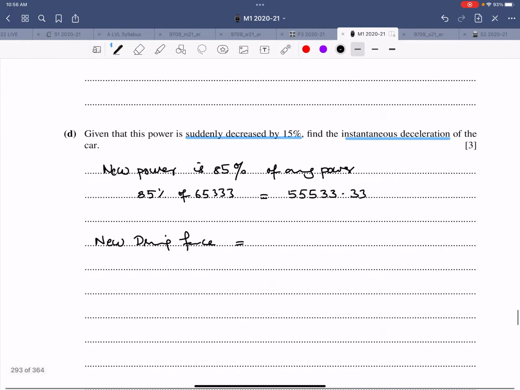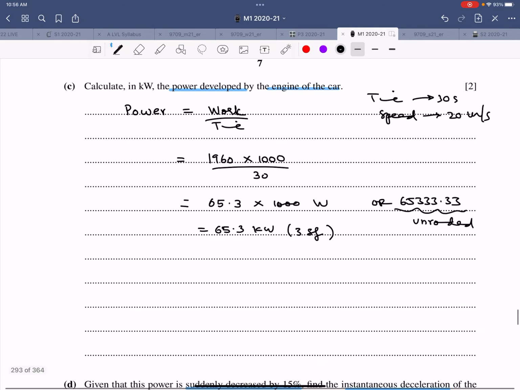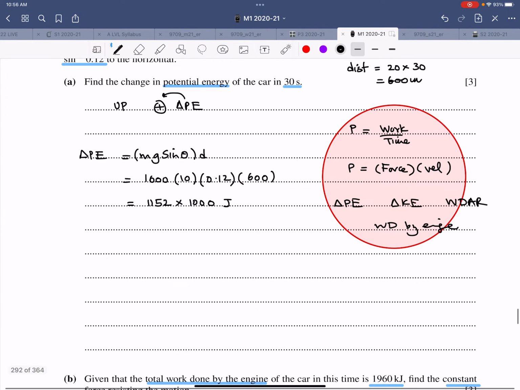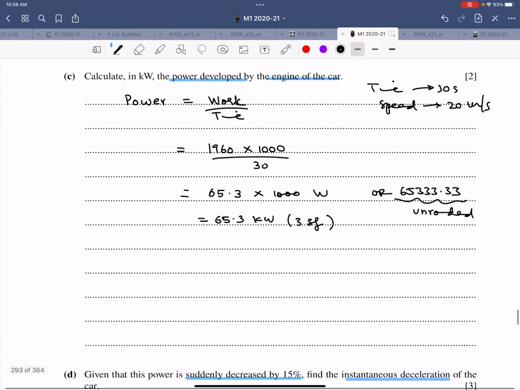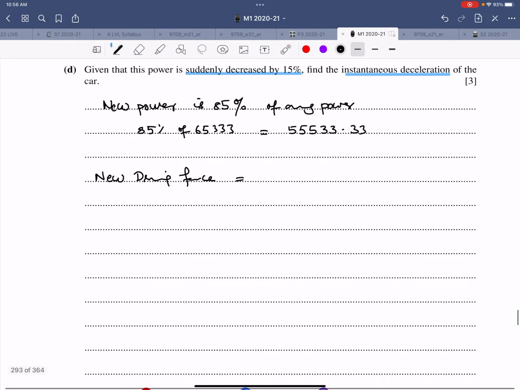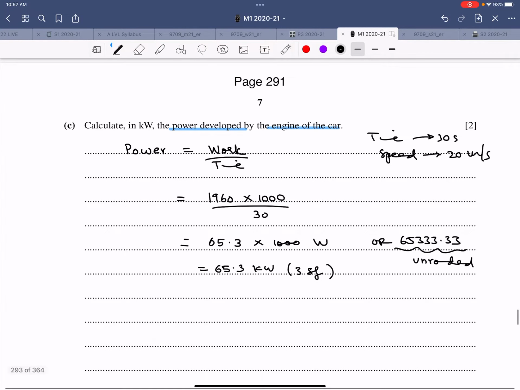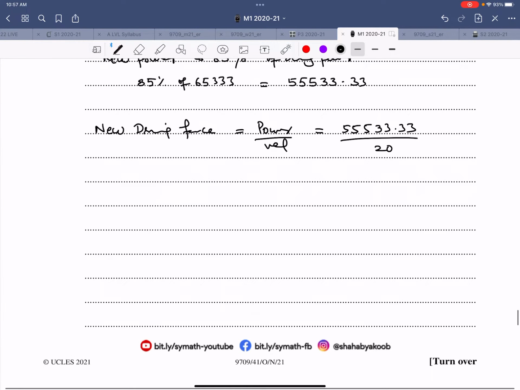power, and power is work divided by time. Power is also, it's written over here, power is also force into velocity. So power over velocity is force. So this is power divided by velocity. So power is 55533.33 divided by velocity, which is the same, 20. So therefore, it's on an inclined plane.